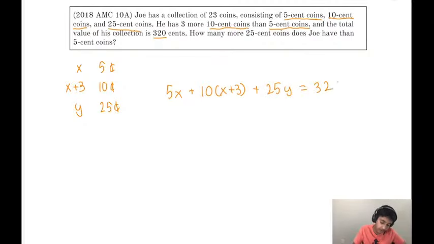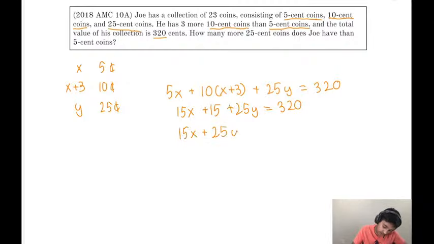And we can expand on both sides. We get 5X plus 10X plus 15 plus 25Y, which means 15X plus 15 plus 25Y equals 320, which means 15X plus 25Y is 305, which means 3X plus 5Y is going to be equal to 61. So I'll just mark this equation.